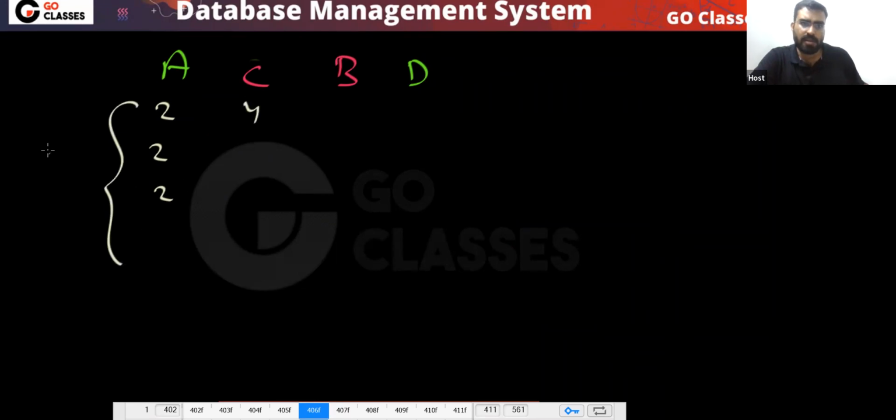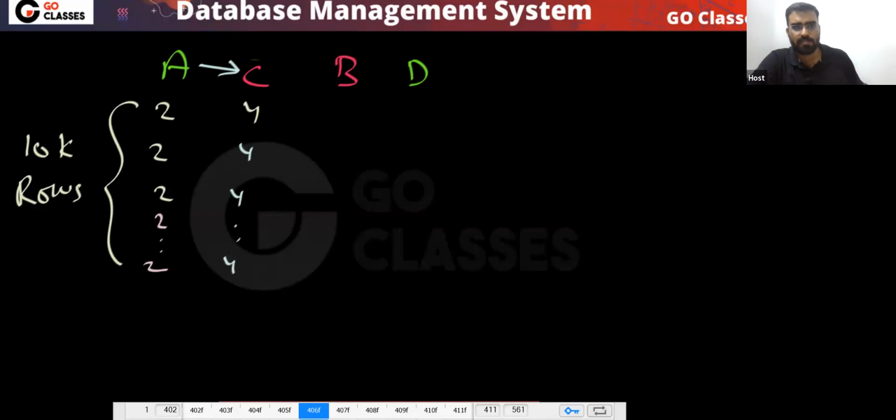How can it create redundancy? Just think about it. This is your table ABCD, and A determines C. Now notice what will happen. Whenever I repeat this, let's assume there are 10,000 records where you have the same value. Then automatically what will happen? This is redundancy or not? Can you notice unnecessary redundancy?